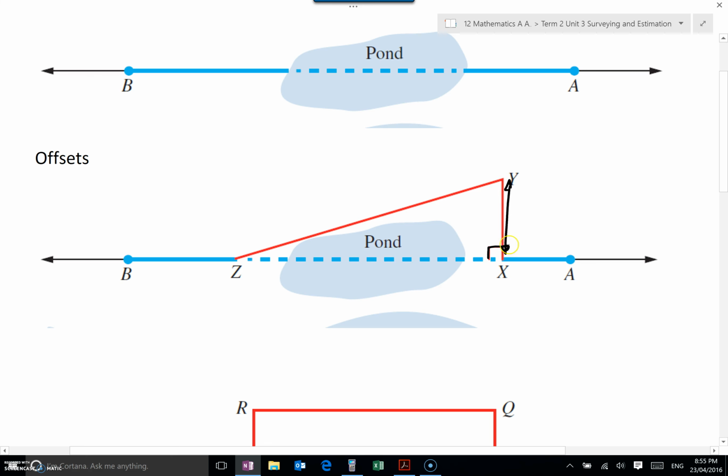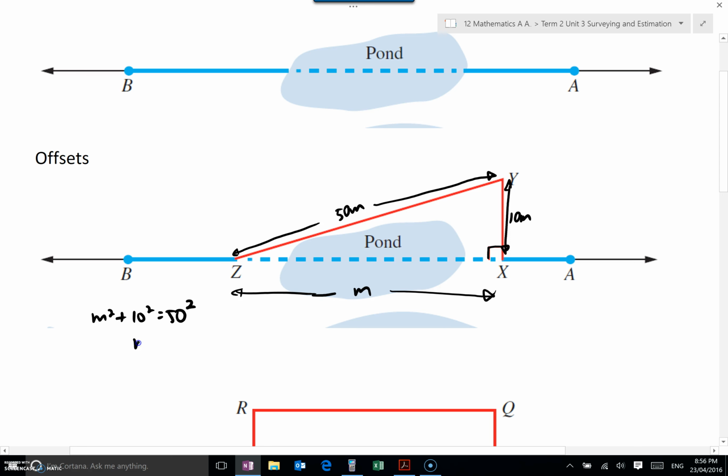Okay, I can measure this distance, say it's 10 meters. Then I can measure the distance between Y and some point Z. Say it's 50 meters. That will allow me to then use Pythagoras to calculate the distance between Z and X. I'll call this distance M. I could use Pythagoras and say M squared plus 10 squared is 50 squared, and then go ahead and solve that for M.